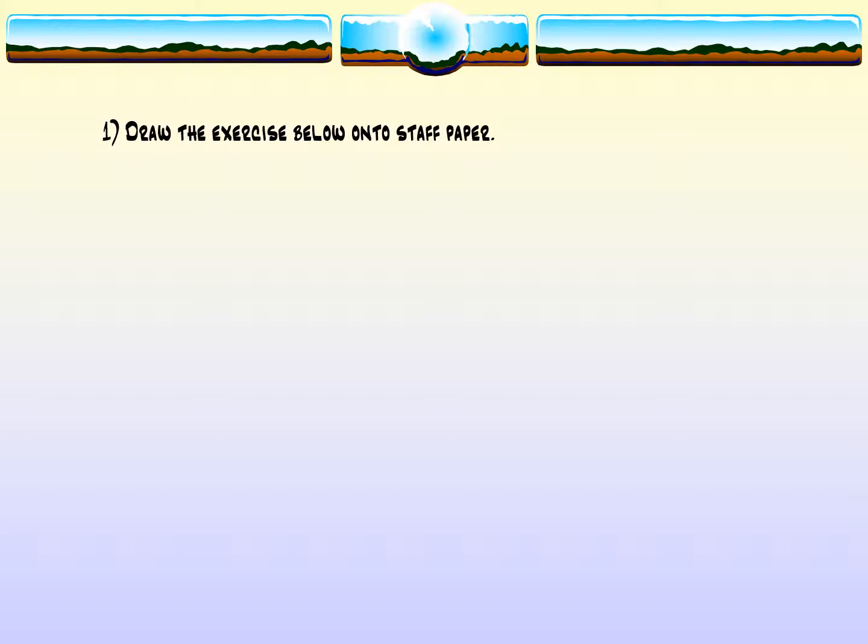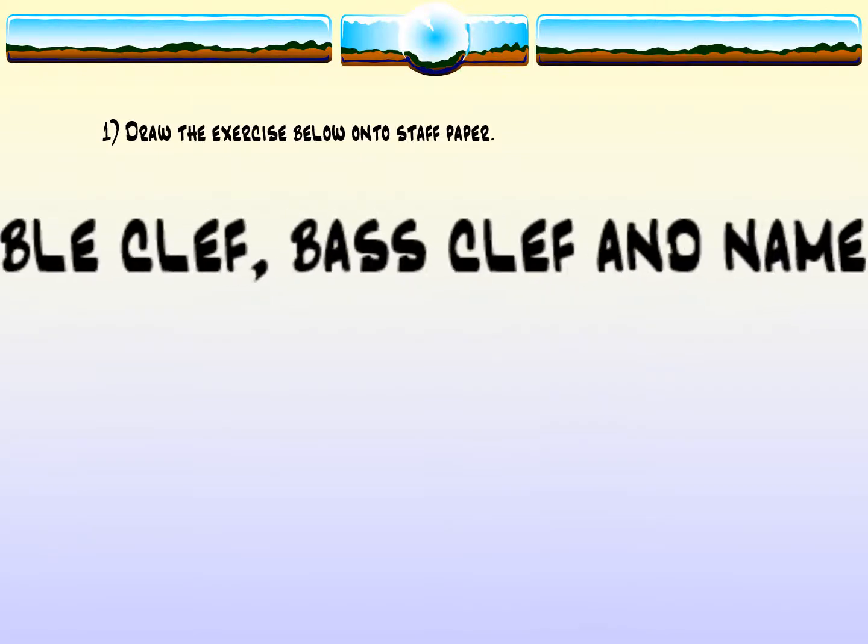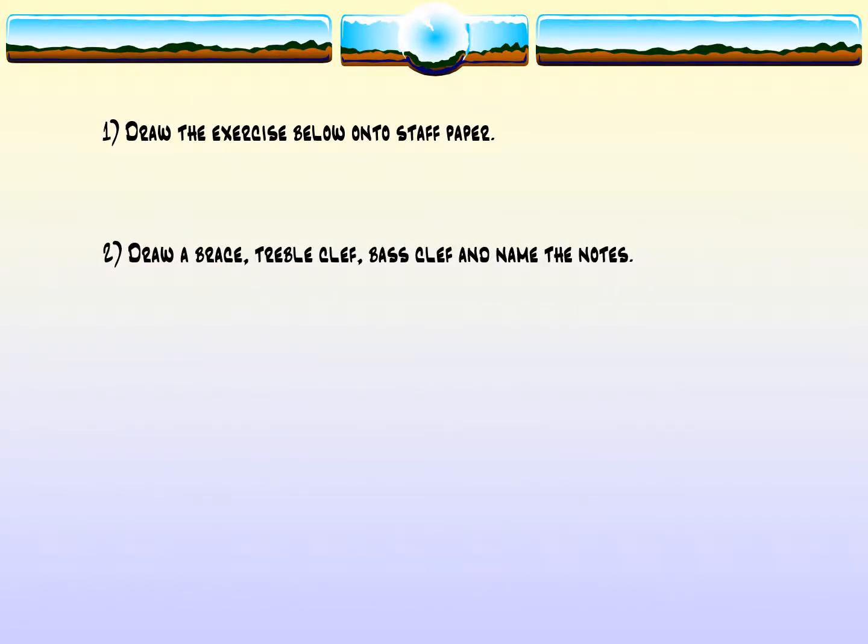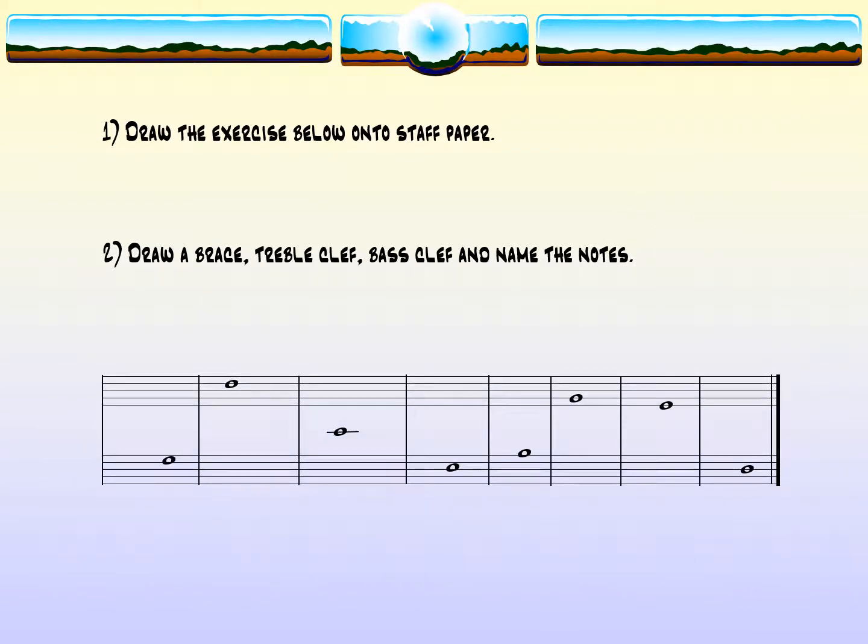Draw the exercise below onto staff paper. Draw a brace, treble clef, and then on the next line below, a bass clef, and name the notes. See the example below. Now, add what you think the time signature would be.